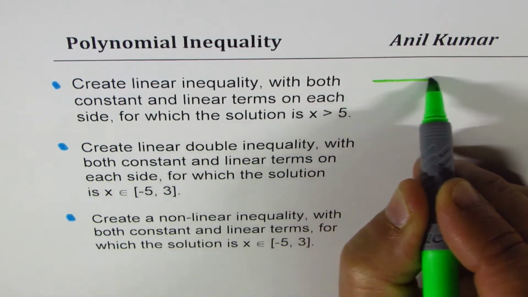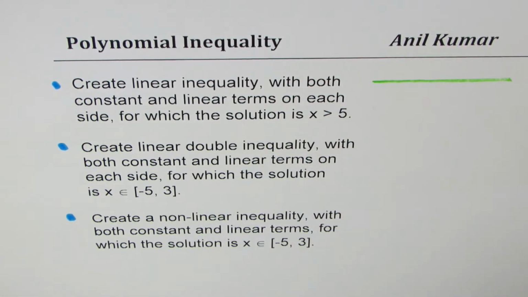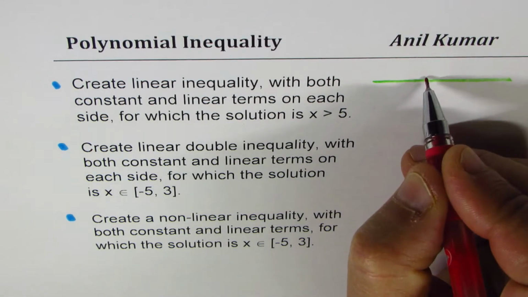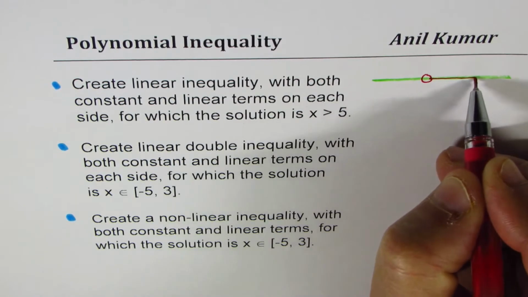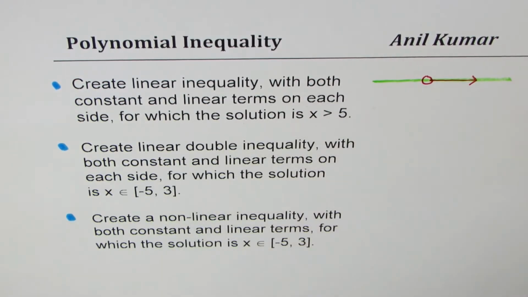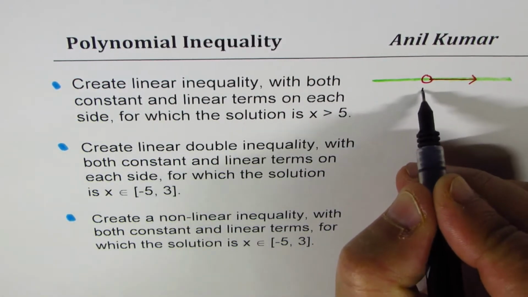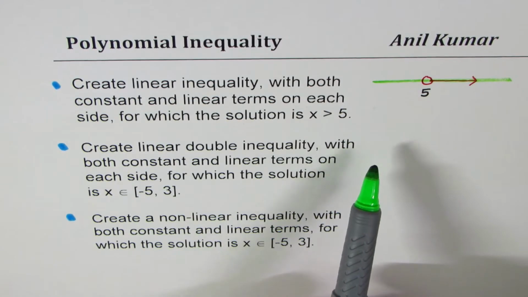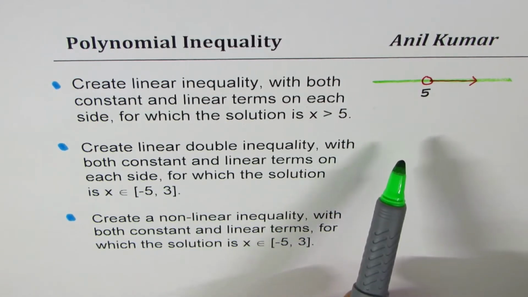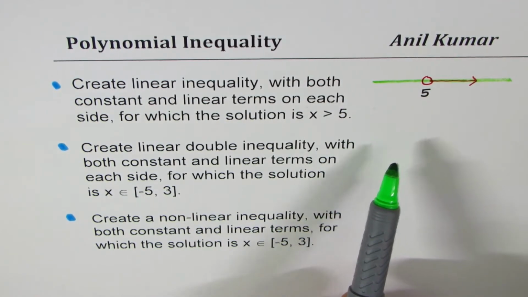So let me also sketch this so it's absolutely clear to you what we're trying to do. When we say x is greater than 5, then at 5 we have a hole, right? And it looks something like this on a number line. Let's read the next one. The idea is you can pause the video, answer the question, and then check with my solution.